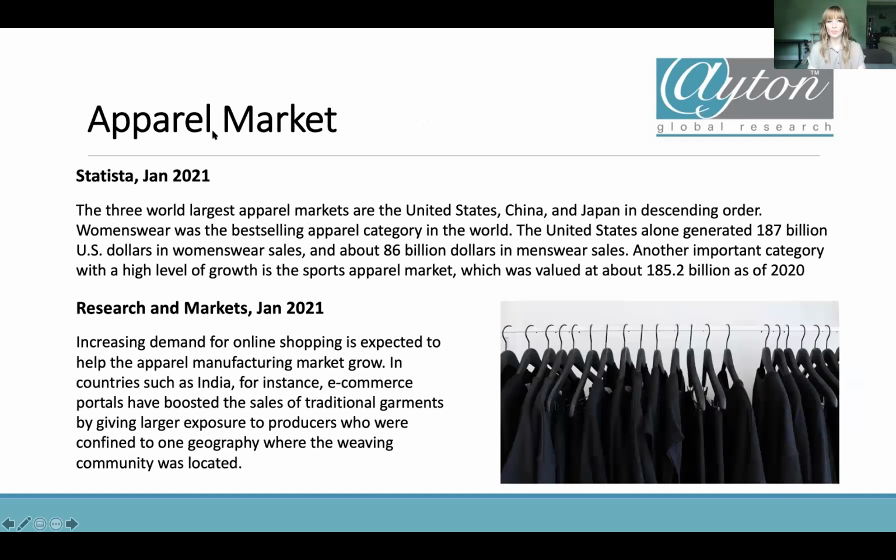So what does the apparel market look like? As I mentioned, we'll have a bit of an overview so we know why we want to make these kinds of products and why it's really important that we do have some claims and some marketing to back up what we're saying and to stand out against our competition.